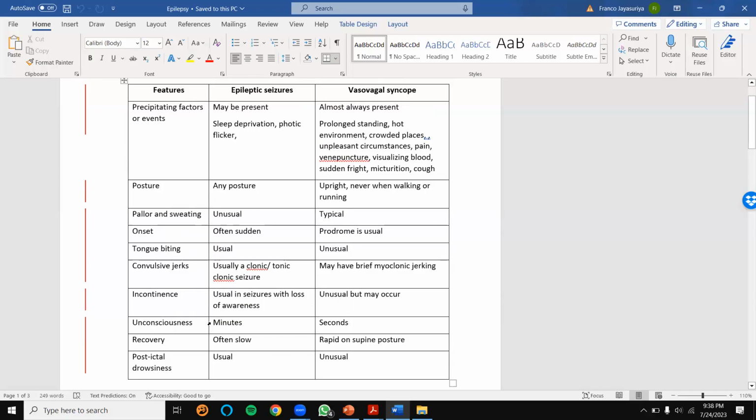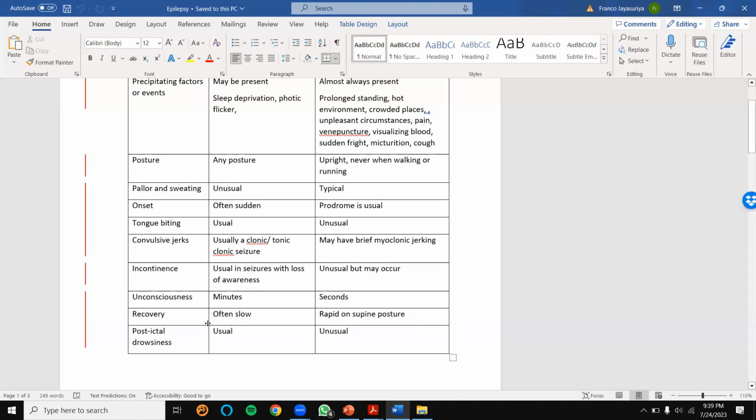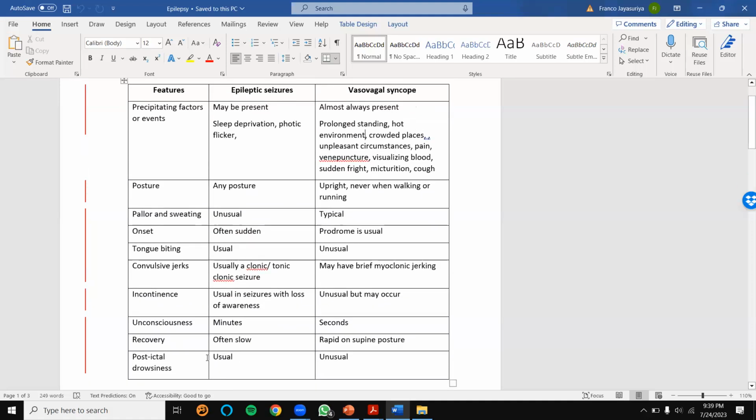Unconsciousness, epileptic seizures may last a bit longer, whereas vasovagal syncope lasts shorter, maybe seconds. Recovery is often slow with epileptic seizure. Vasovagal syncope, it's rapid. Okay? And generally, when you lie down, the person tends to regain consciousness pretty fast. Post-ictal drowsiness. After the episode, the drowsiness following a seizure is usual, is common, whereas in vasovagal syncope, it's unusual. Sort of the drowsiness is less. If they have drowsiness, the duration is less. Whereas in epileptic seizure, the post-ictal drowsiness is commoner and may last long.